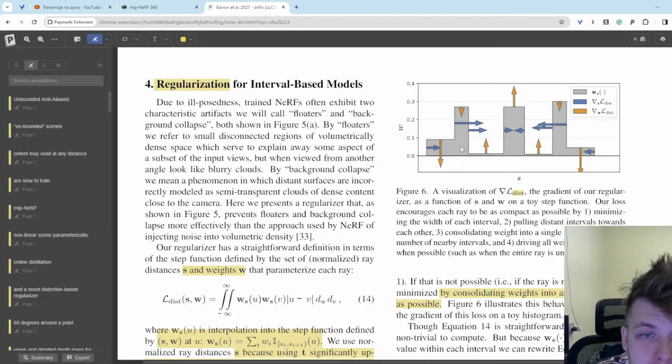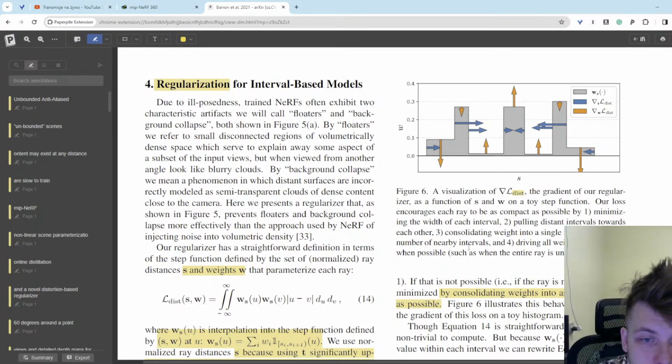So we want to minimize the width of each interval, so make it smaller here, because of the S. If the S is smaller, this distance will be smaller. So if the distance is smaller, that's great, the loss is smaller. Then pulling distance intervals towards each other. So for example, this is here, right? So we want to push it this way so that this U minus V is smaller as well, so this loss is smaller then.